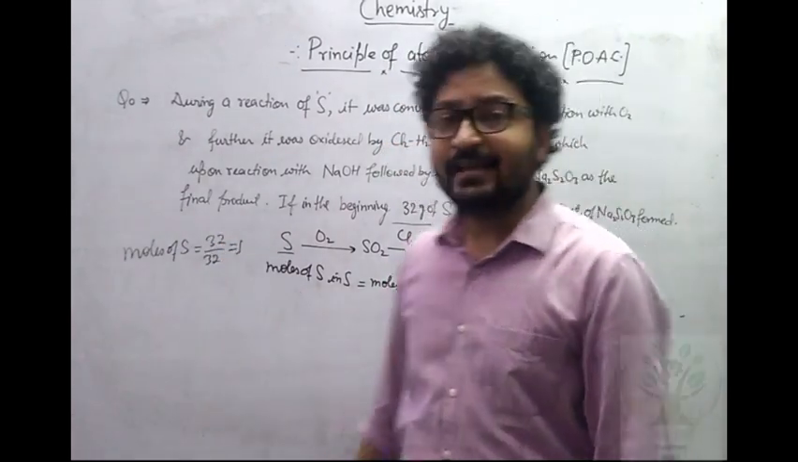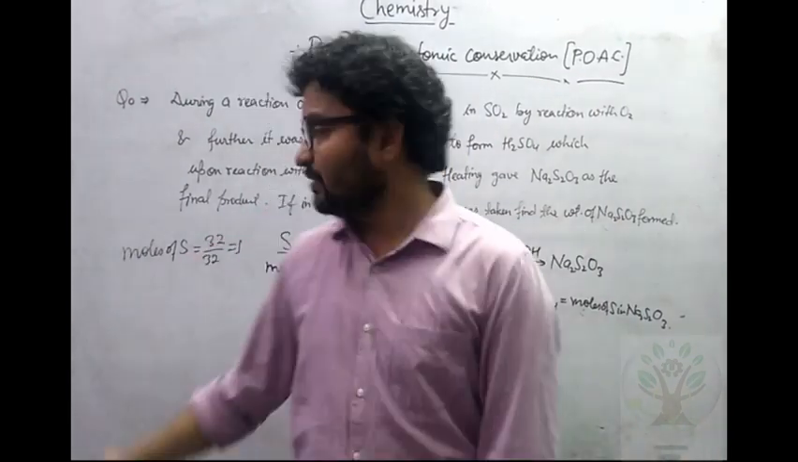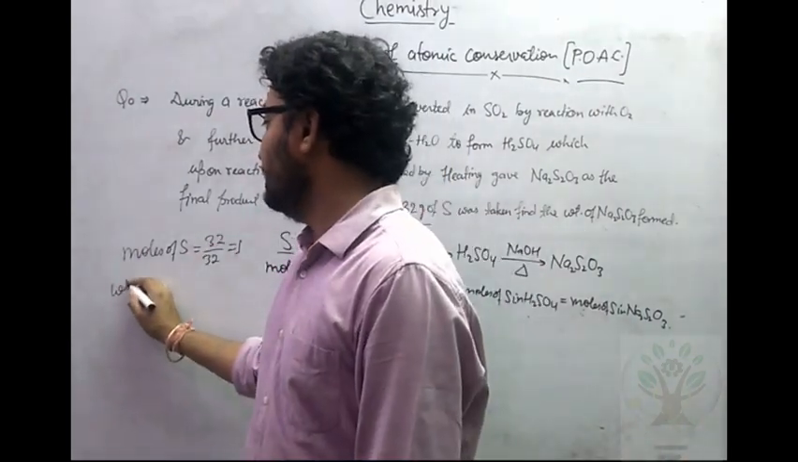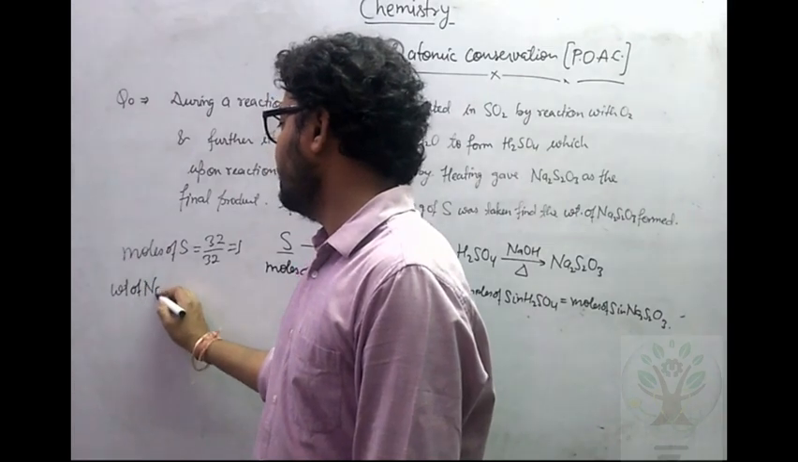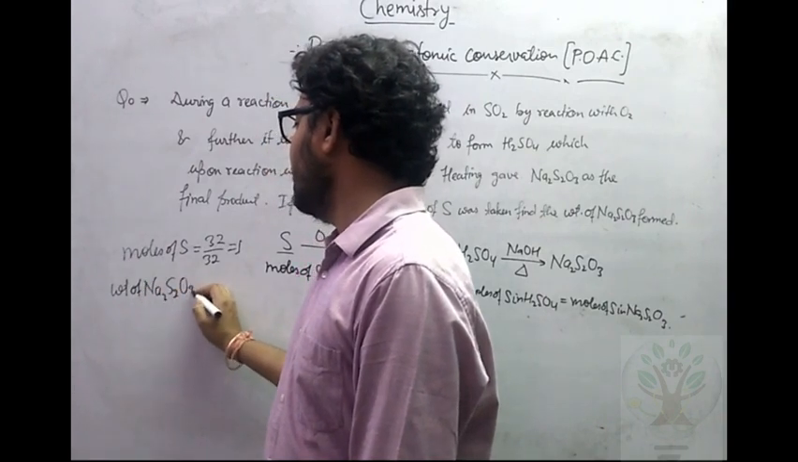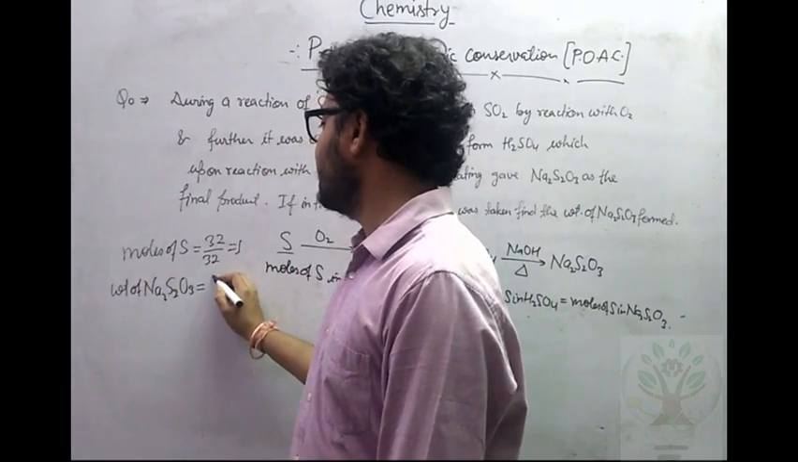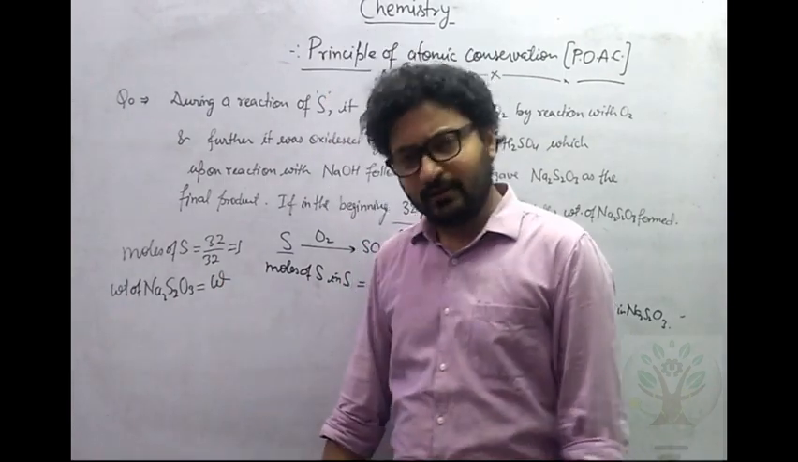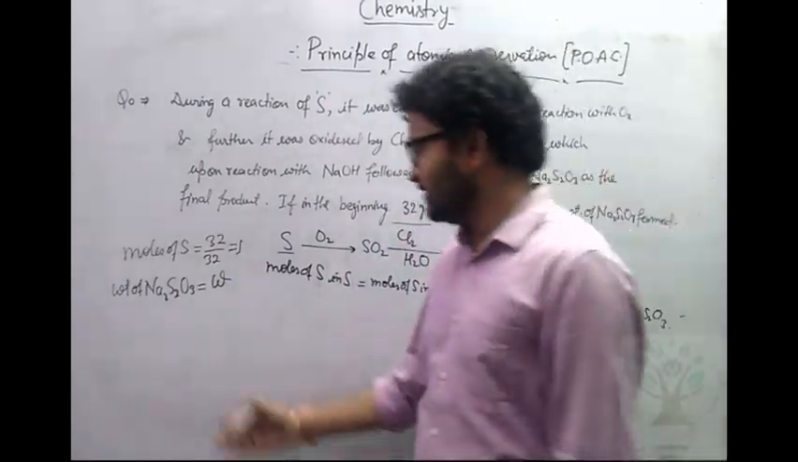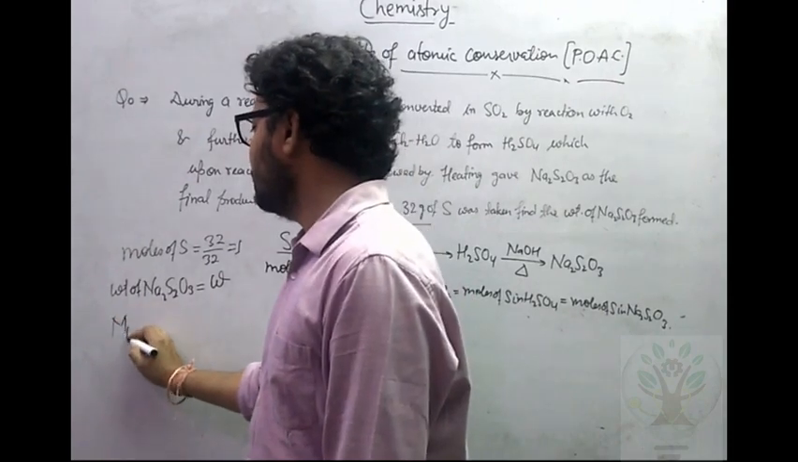Okay. Now they are saying find the weight of Na2S2O3. So let me assume some weight. Let's say the weight of Na2S2O3 is W. Now, can you tell me the molar mass of Na2S2O3? Let's check. What is the molar mass of Na2S2O3?